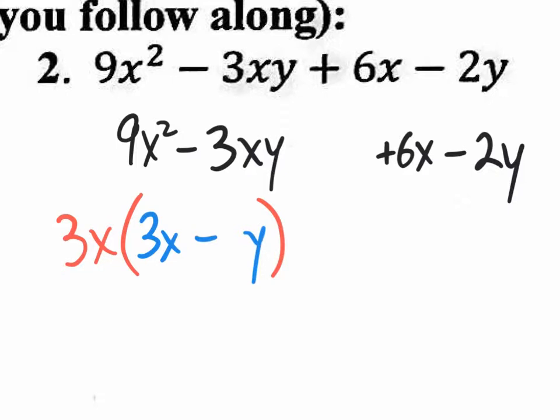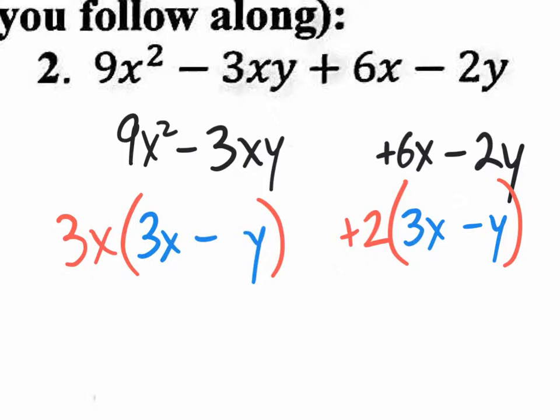Now let's look at the second group, and what could I pull out of the second group? There's a 6 and a 2. What could I pull out? 2. So let me put parentheses. Let me pull out a positive 2. And if it's a positive 2, please put a plus sign. You'll see why in a couple of seconds. Now, what's left over on the inside? 3x minus y, right? 2 times what is 6x? 3x. 2 times what is negative 2y? Negative y.